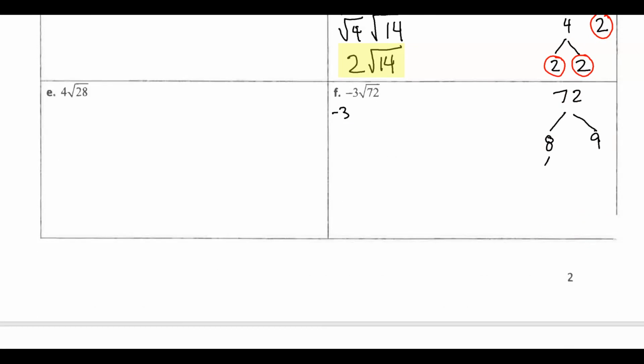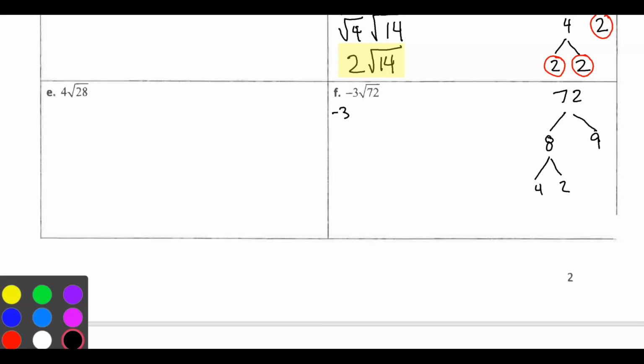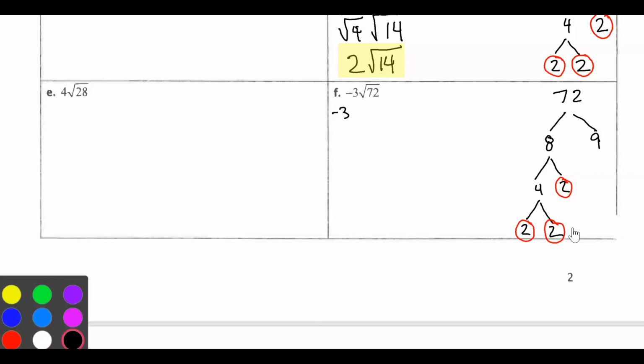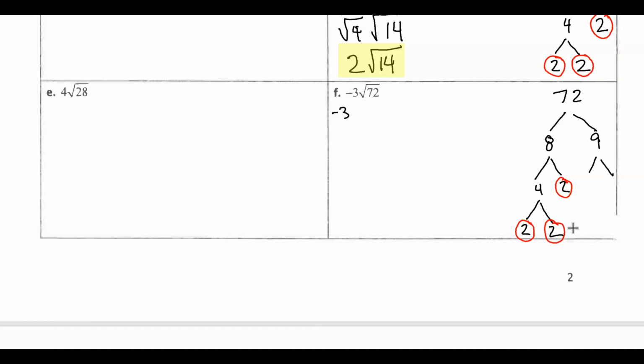So 8 is 4 times 2. Alright, 2 is a prime number, so let's circle that. That's the end of that branch. And 4 is 2 times 2. So there's some more prime numbers. So let's go ahead and circle those so that we know that those are the ends of the branches. Let's go back to 9. 9 is 3 times 3. And those are prime numbers too, so let's circle those. Alright, so we have the ends of all of our branches.